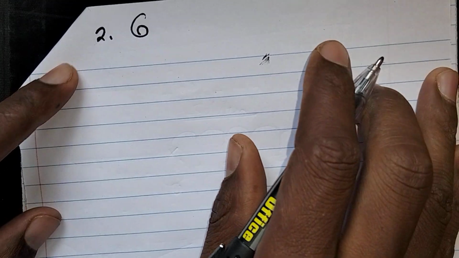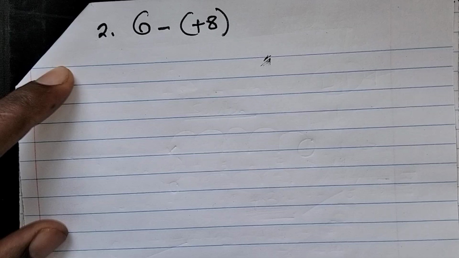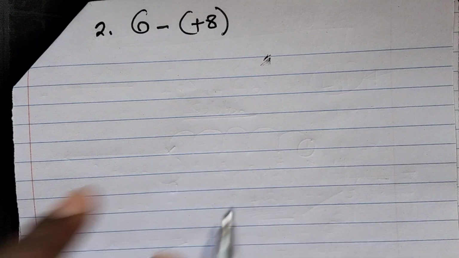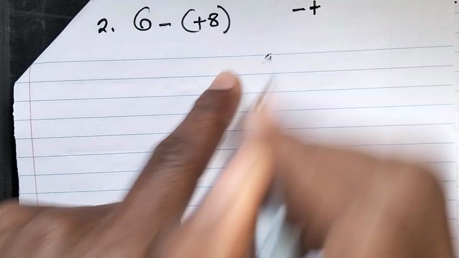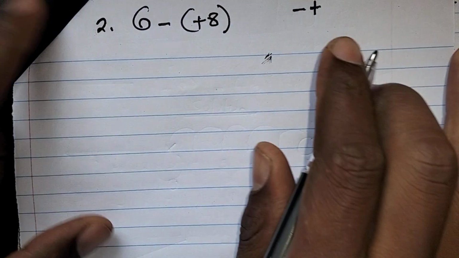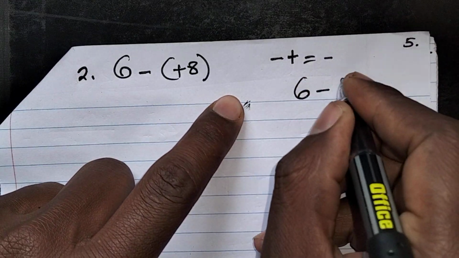Second example, we have 6 minus positive 8. A perfect example where I think it's almost the same as what we have done: a negative followed by a positive. And I've said this one is equal to a negative. So this is the same as saying 6 minus 8.